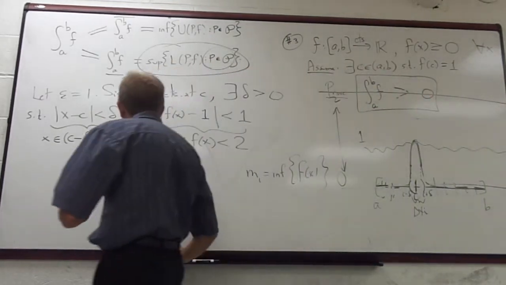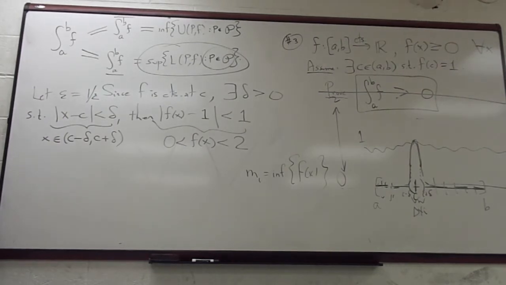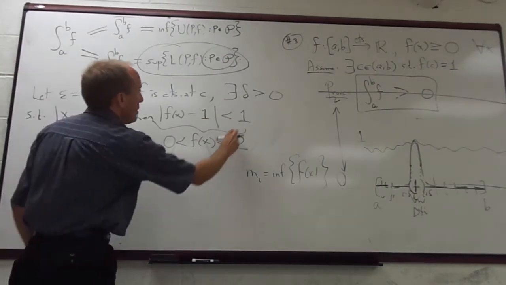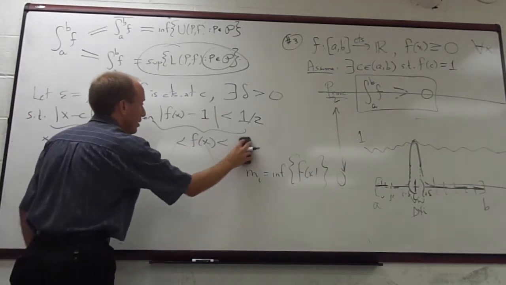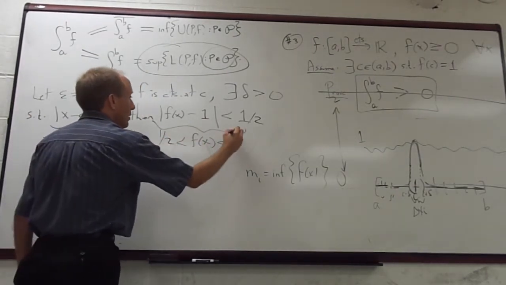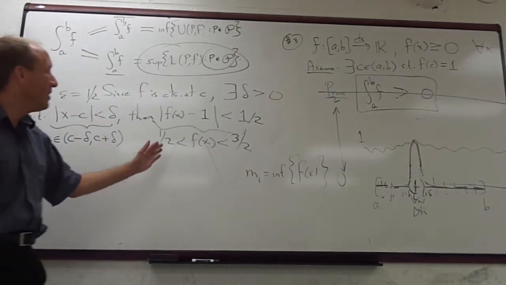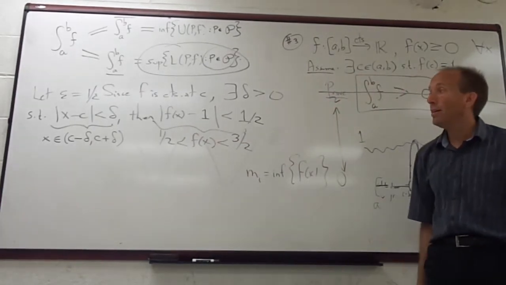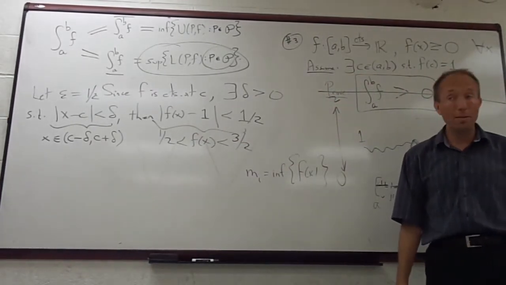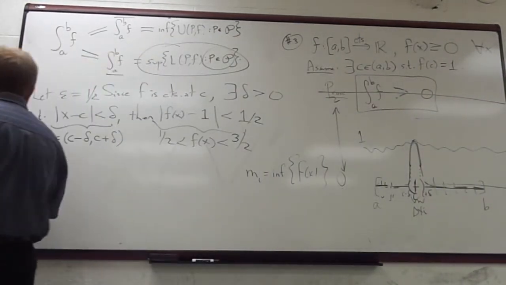I'm just going to come back here and change epsilon to 1/2. Because if I do that, then this becomes 1/2, and then this becomes f of x between 1/2 and 3/2. Now, I know that the infimum of a set of numbers that's between 1/2 and 3/2 is definitely greater than 0. Right.